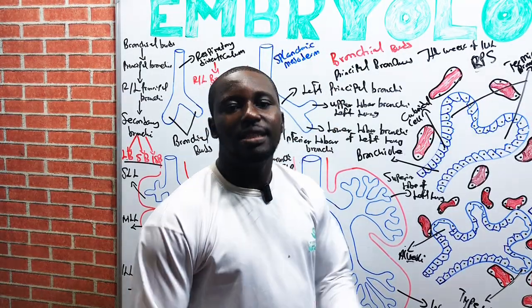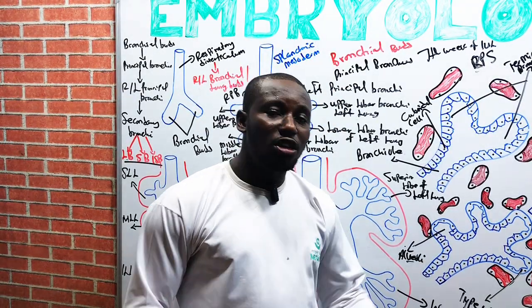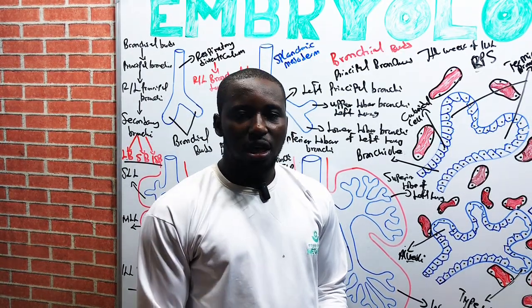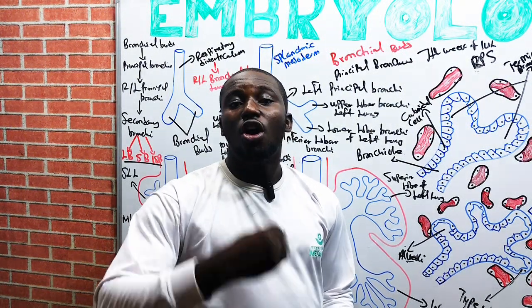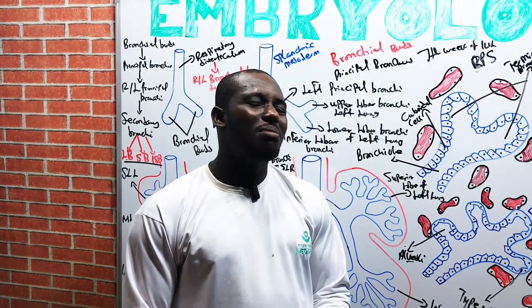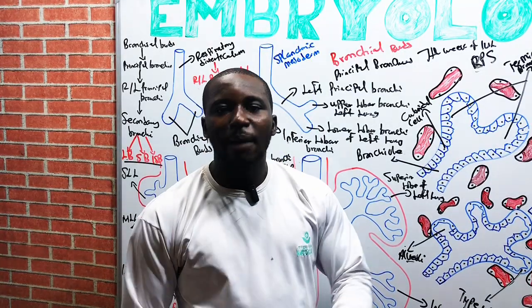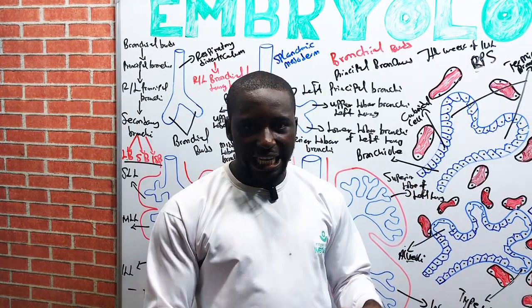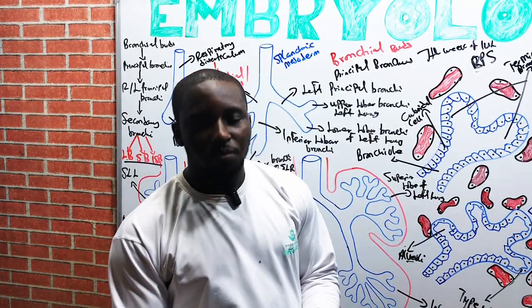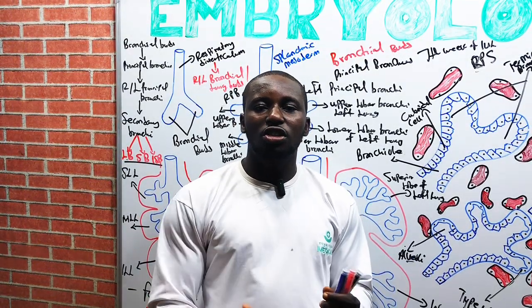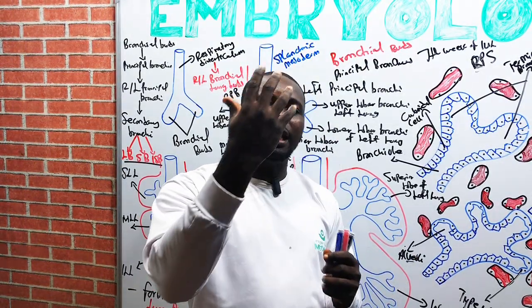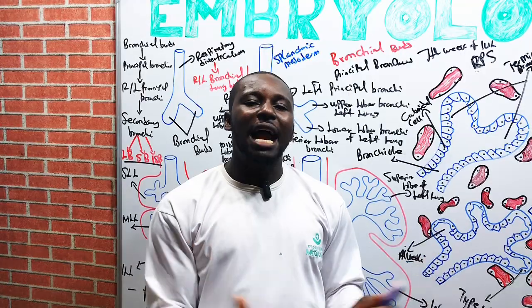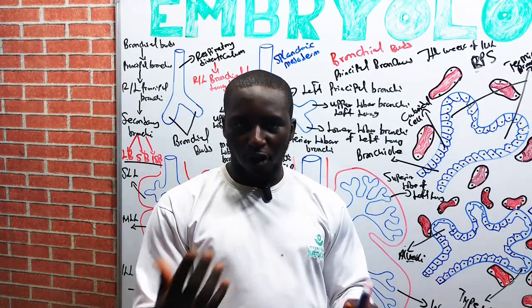The next one is hypoplasia of the lung. It's a condition whereby the lungs are underdeveloped. Hypoplasia of the lungs is an underdevelopment of the lungs, right? Which is mainly caused by congenital diaphragmatic hernia. Congenital diaphragmatic hernia is a condition whereby the structures of the abdomen push up into the thoracic space, thereby occupying the space where the lungs would have been formed, right?